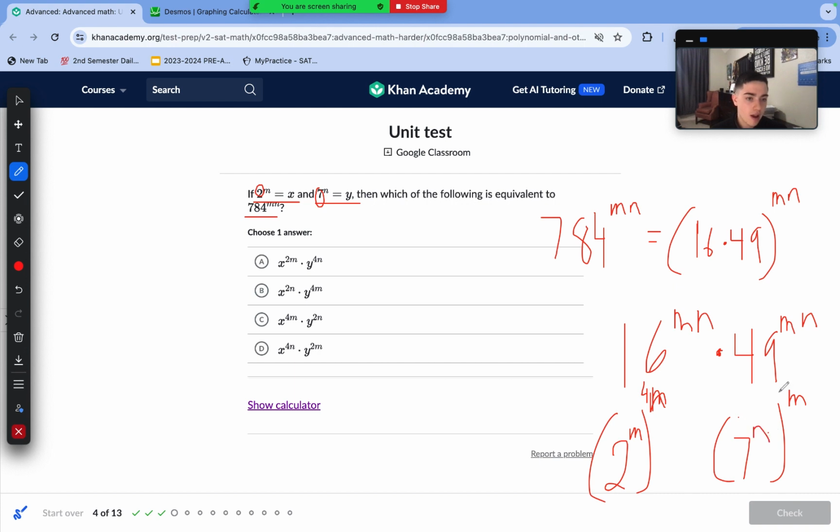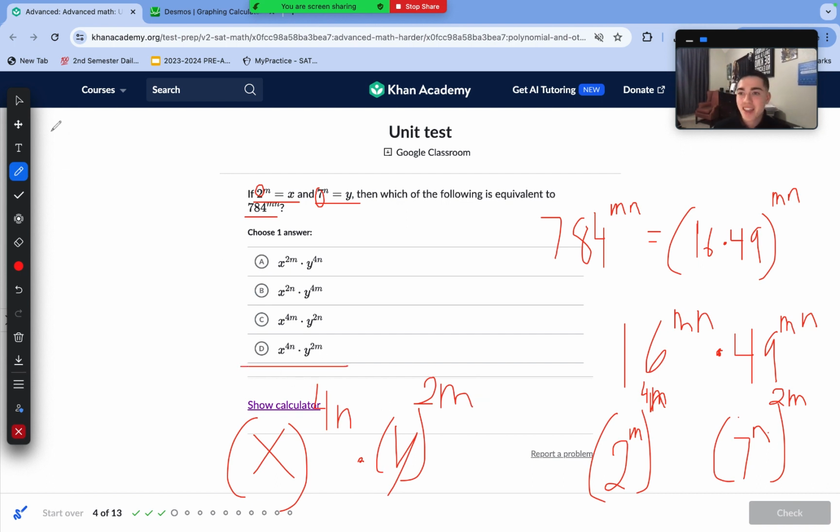Once we rearrange this, we can now see that we have 2 to the power of m and 7 to the power of n, which we know is x for the first one, x to the power of 4n, and we know that 7 to the power of n is y. So now we have times y to the power of 2m, and this is where you may notice this matches the same format as answer choice D. So answer choice D is correct for this one.